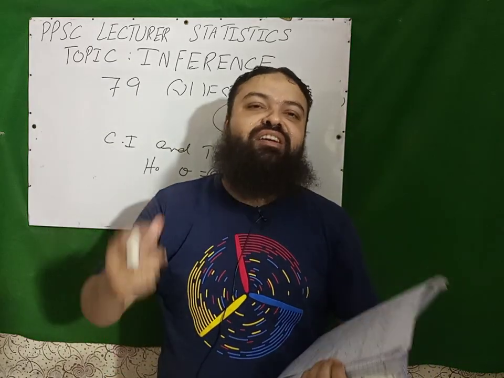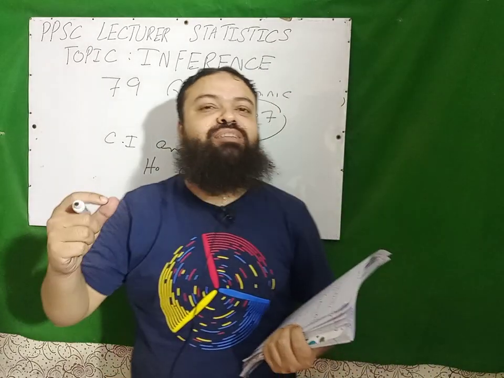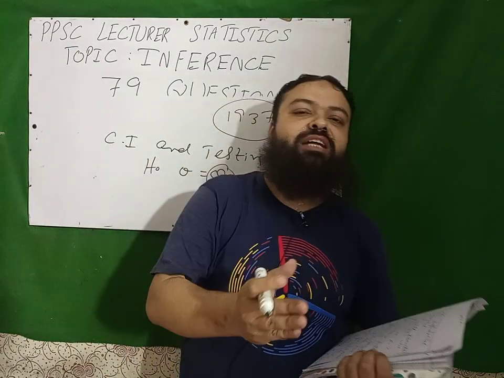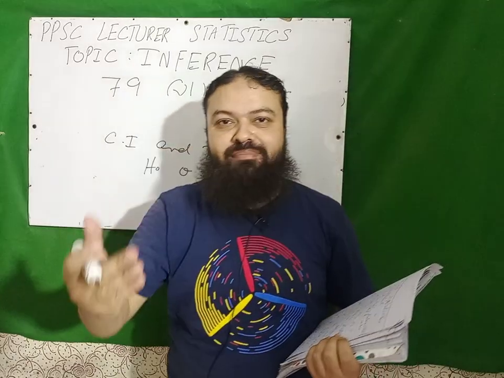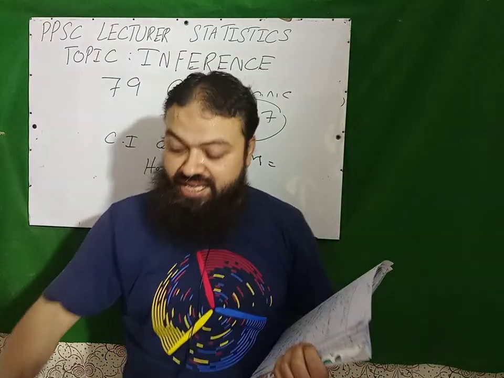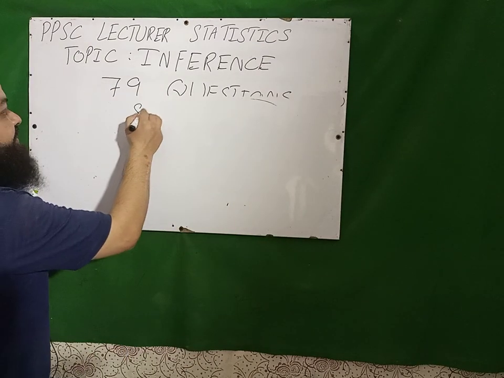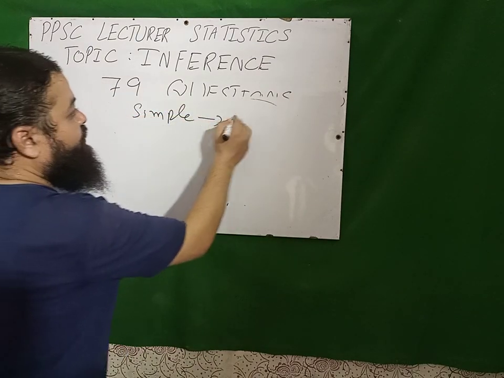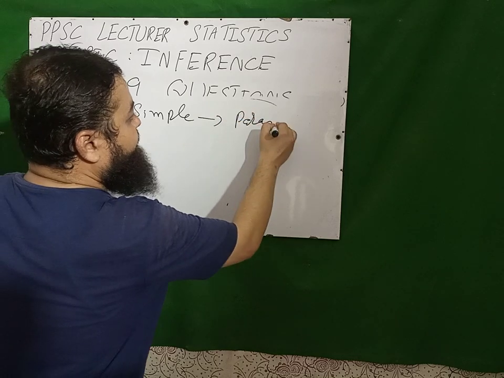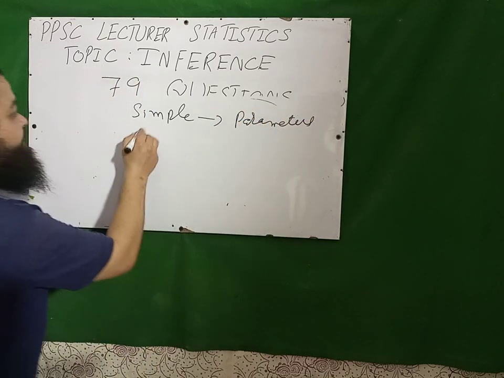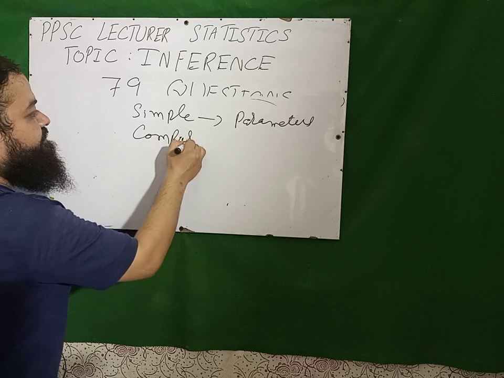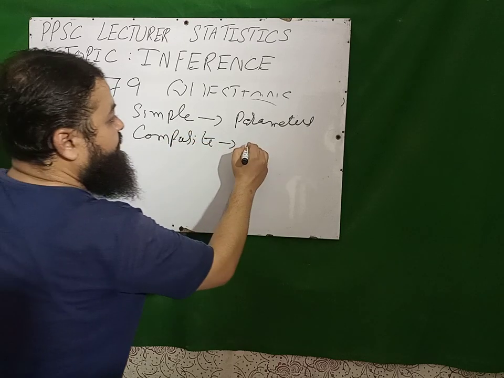Next question is 31. Simple hypothesis: whenever all the parameters of the distribution are specified, we have a simple hypothesis, and whenever all the parameters of the distribution are not specified, then we have a composite hypothesis. Simple hypothesis belongs to specified parameters of the distribution. Next is composite, when parameters are not defined.